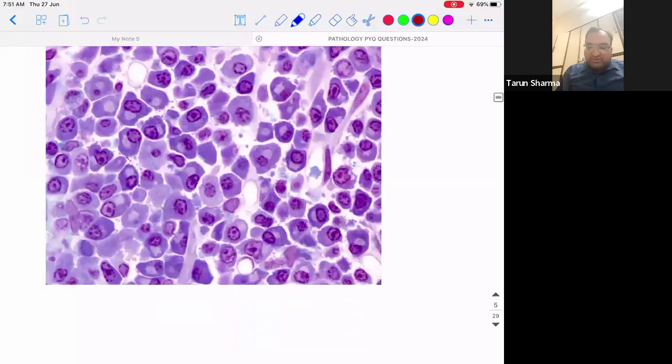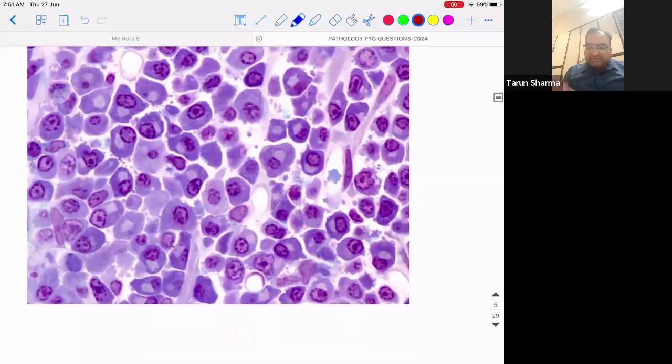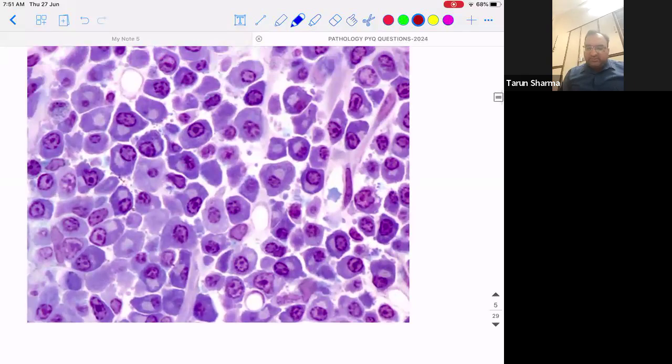The picture itself is self-explanatory. Okay, it's a very good picture. In most of the cells which are given to you in the bone marrow, you can see that there is a perinuclear halo. Here you can see the clear area around the nucleus. Here also in this cell you can see a clear area around the nucleus. Just near to the nucleus there is a clear area.